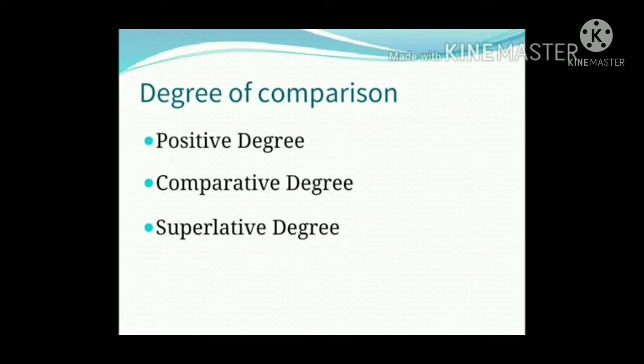In the chapter of adjectives, we have three degrees of comparisons. We generally use three degrees for comparing adjectives. The first degree is the positive degree, then the comparative degree, and the superlative degree. Now, let's know about these three degrees individually along with examples.